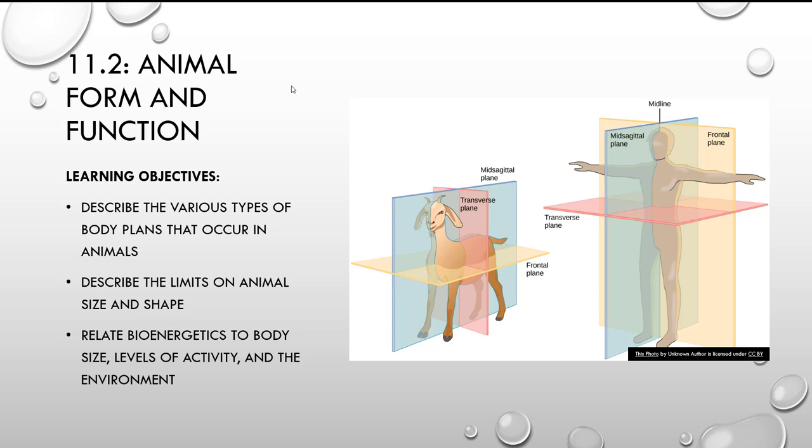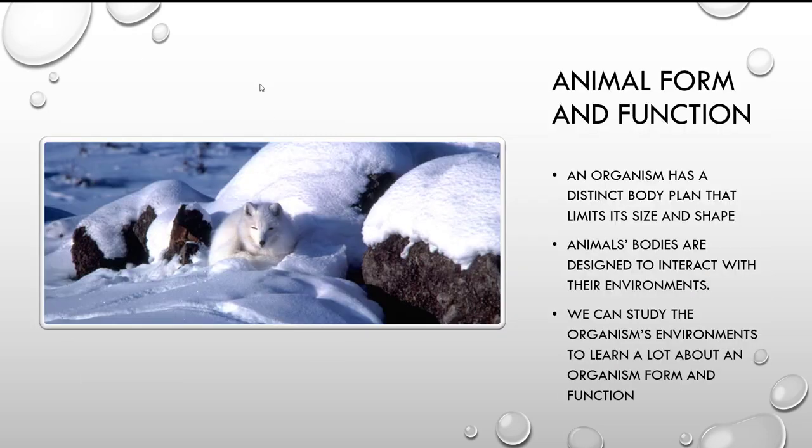our bodies are designed to interact with our environments, and so that whether it's living in the deep oceans or a desert or a rainforest, we all have ways that our bodies can interact with the environment and get the necessary nutrients into our cells and dispel the waste out of our cells correctly. So we'll talk all about that in this video. Okay, so let's start out by talking about animal form and function.